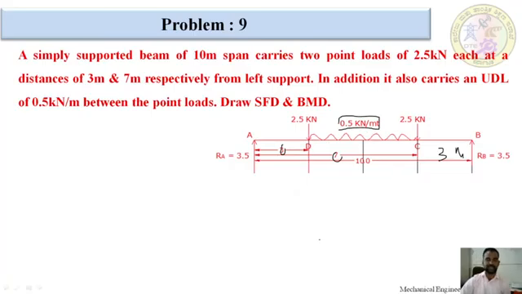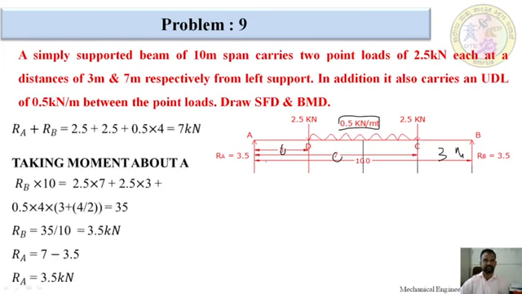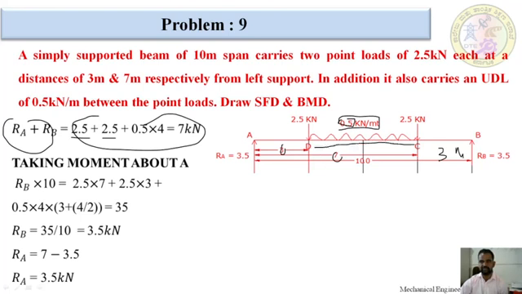Right. As usual, we start with the reactions. First, we are only considering forces. Upward force is equal to downward force. Upward forces RA plus RB is equal to downward forces: 2.5 plus 2.5 plus 0.5, and this distance is how much? 7 minus 3, this distance is 4. For that reason, 0.5 is the magnitude and distance is 4. This is the conversion of UDL into point load. 2.5 plus 2.5 plus 0.5 into 4 is 2, total 7 kilonewton.